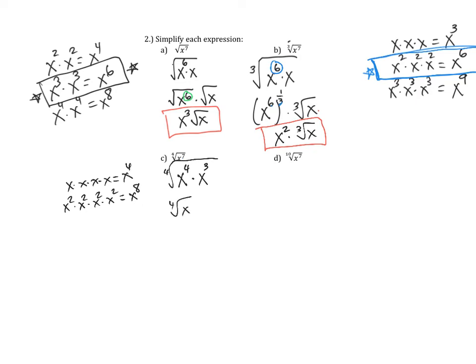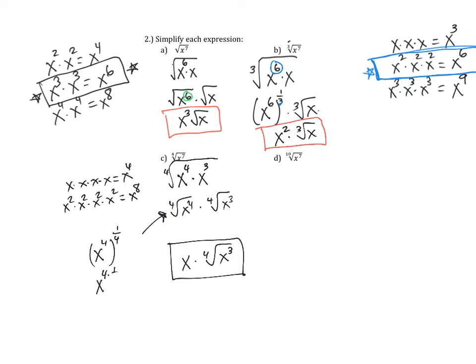Now I can take the 4th root of x to the 4th times the 4th root of x cubed. All right. The 4th root of x to the 4th is x, and the 4th root of x cubed cannot be simplified. Okay, so again, we're using the fact that a 4th root is a fractional exponent. We multiply those exponents. 4 times 1/4 is 1, and we would just write that as x.